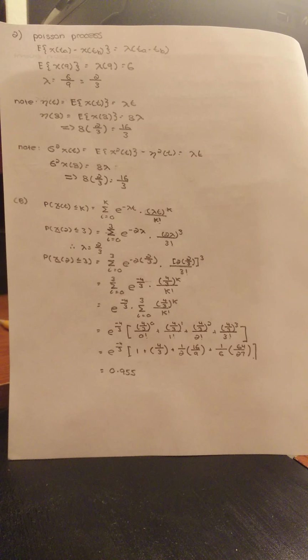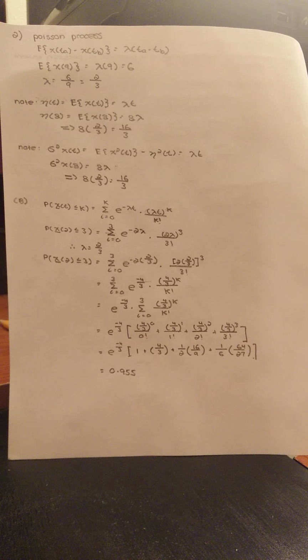Part A of the question again asks us to find the mean and the variance of X of 8. So when dealing with a Poisson process, we need to remember that the expected value of X(ta) minus X(tb) equals lambda times (ta minus tb). So the expected value of X of 9 equals lambda times 9, which equals 6. So we can isolate lambda, which equals 6 over 9, or reduces to 2 over 3. The mean is the expected value of X of t, which equals lambda t. So the mean of X of 8 equals 8 times lambda, which equals 8 times 2 over 3, which equals 16 over 3.